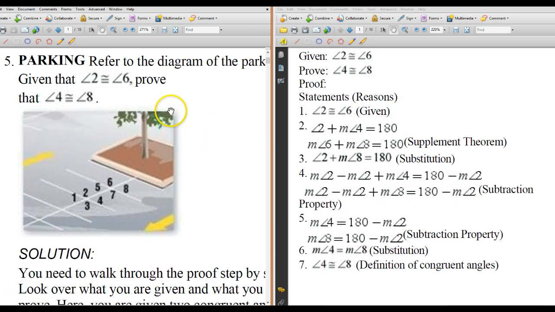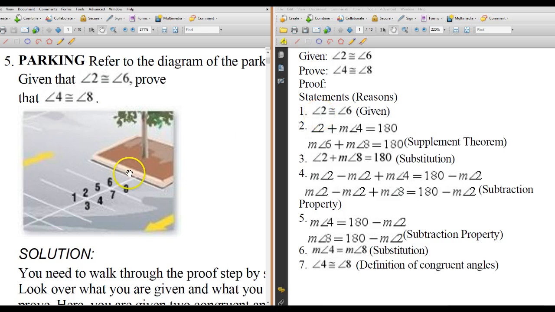For number 5, we want to refer to the diagram of the parking lot. And we are given that angle 2 is congruent to angle 6, and we want to prove that angle 4 is congruent to angle 8. So here's what we are given, here's what we want to prove. So we start by giving some given information, that angle 2 is congruent to angle 6, so that is given.